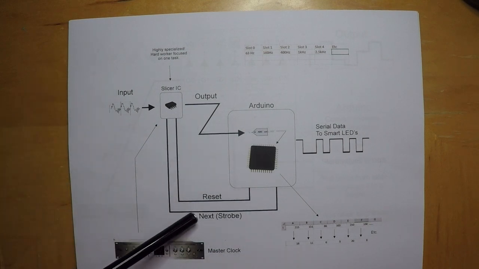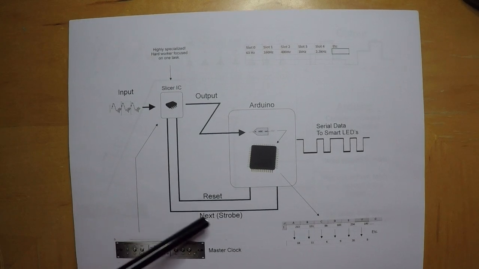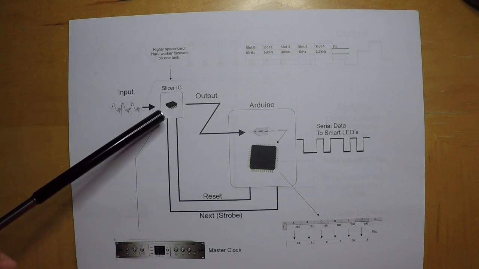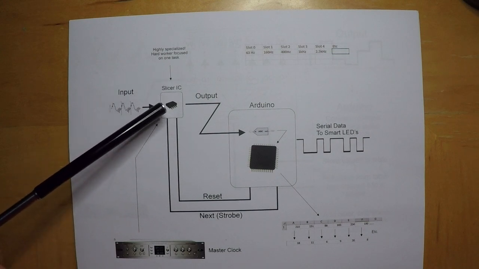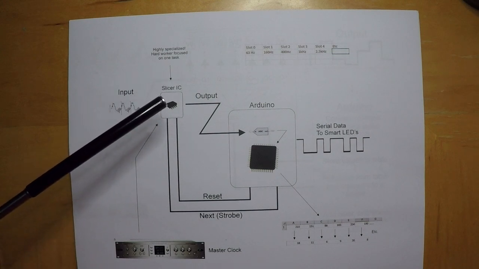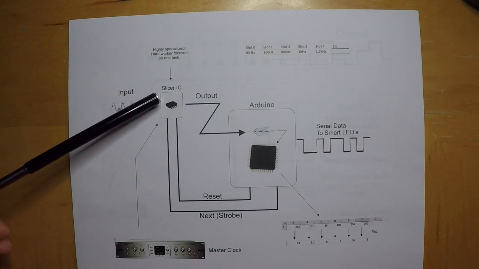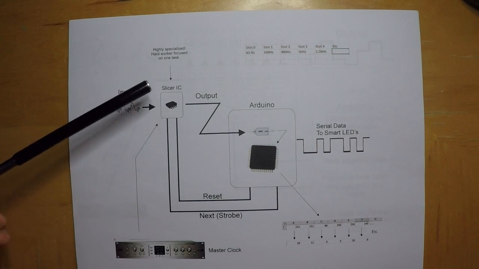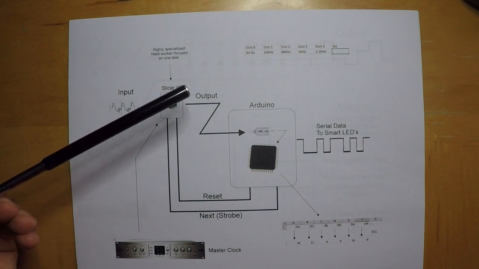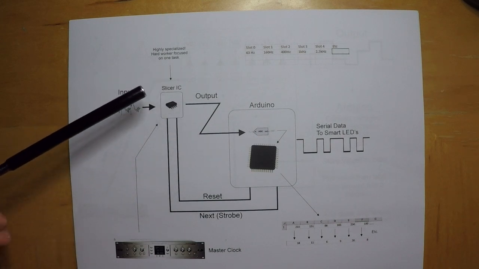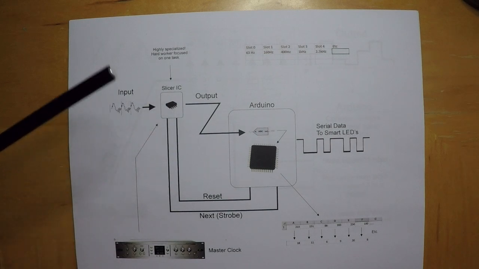And on this other line, the next line, I like to call it the next line, but it's actually a strobe line. When this line is pulsed, the slicer IC will say, okay, Arduino, I recognize that you want me to examine the next band. Okay, so the slicer IC can analyze 7 bands. So we can call them band 0, band 1, band 2, band 3, all the way up to band 6. Remember, 0 through 6 is 7 positions. You count the 0 as a spot. Or we could call them slots.